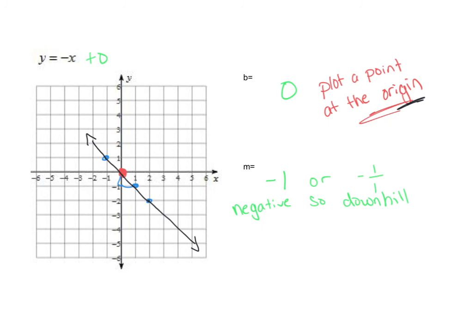And because our slope is negative, my line needs to look like it's going downhill. So I would go down 1 to the right 1, or up 1 to the left 1 to plot my points, and remember to graph the line.